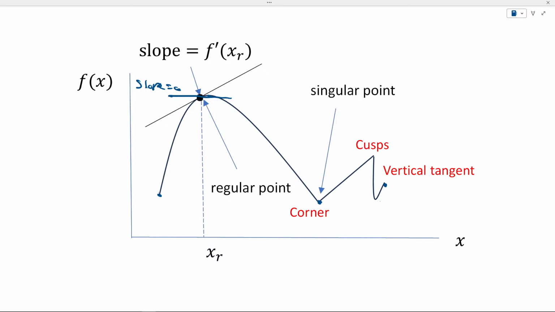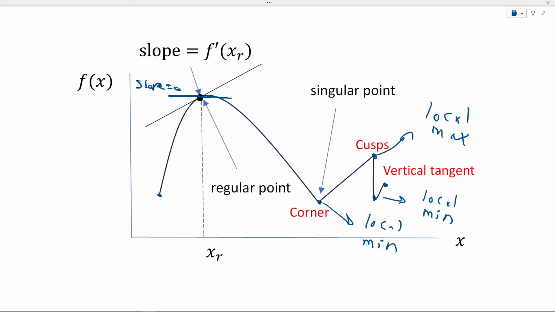So this is still a local minimum. Here, this is still a local maximum. Here you got another local minimum. Yeah, so here you got another. So this is a local minimum. This is a local minimum, and this is a local maximum. Yeah, and this is my endpoint here, and this is my endpoint here.